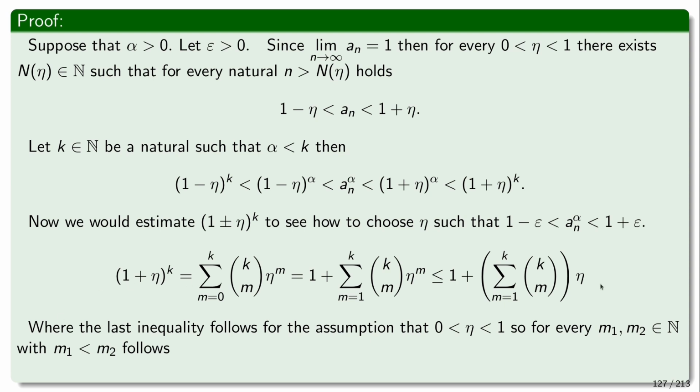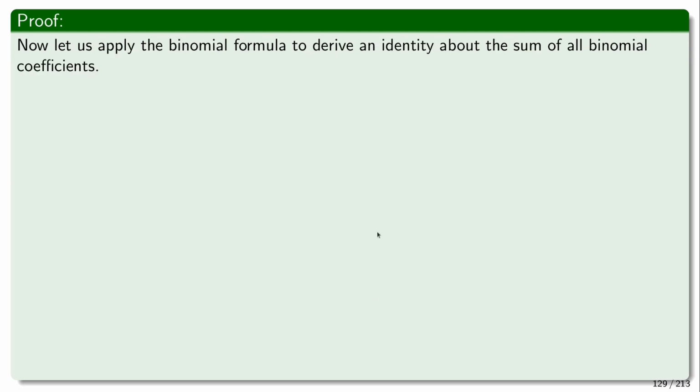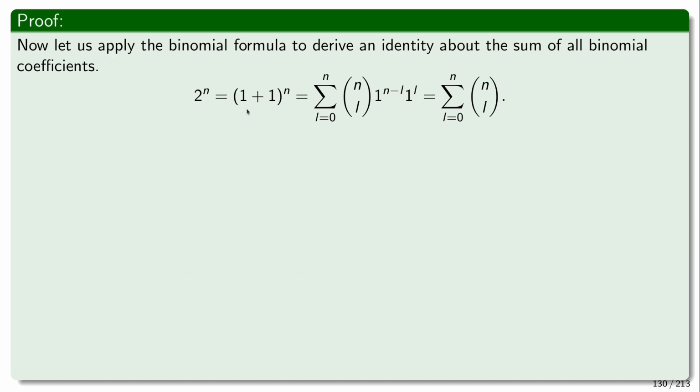So again, the justification here, the last inequality follows since, as I mentioned, eta is between 0 and 1, then for every m1 and m2 that are natural, if m2 is greater than m1, then we have this, right? This is kind of obvious from properties of real numbers, because this is just equivalent to eta being smaller than 1, okay?